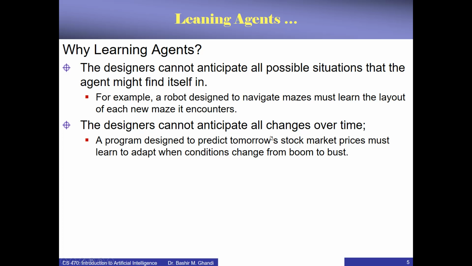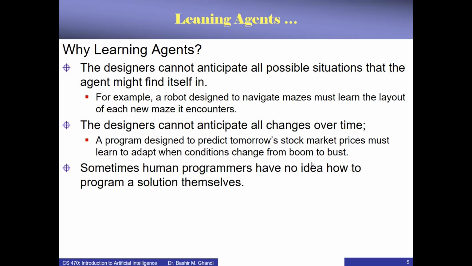Imagine, for example, a program designed to predict tomorrow's stock market prices. Clearly, the stock market is one of the most volatile environments that you can have, that can change from boom to bust, as it is called, at any time. So if you are designing an AI that will handle that kind of environment, you must make sure it can actually adapt to the changing situation over time.